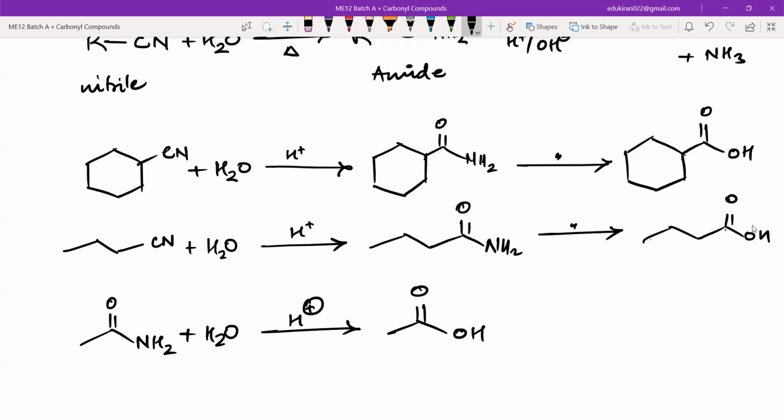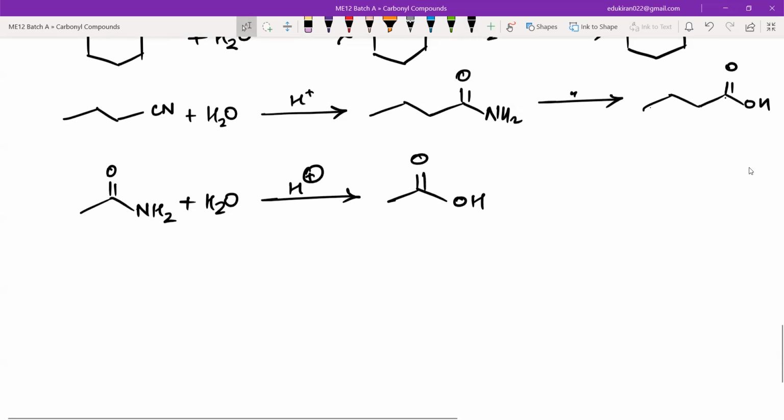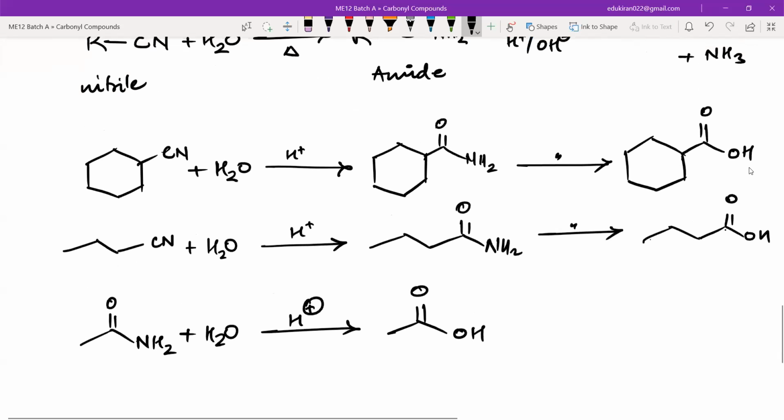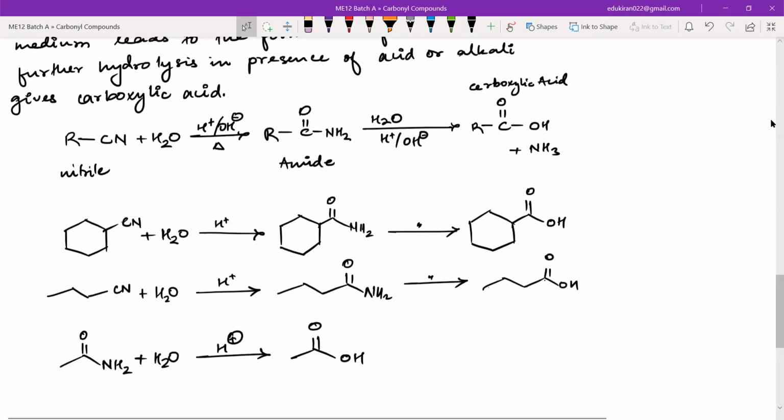So this is a very important method that will be useful in many of the conversions. So we'll do one conversion here. Let me first of all write how to prepare benzoic acid also. Write it down and let me know.